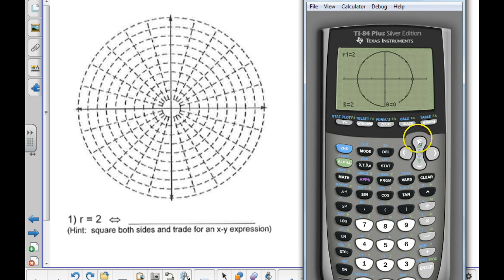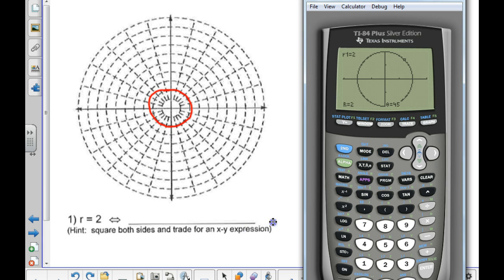And then when you do trace, it's actually tracing around. Here I'm at 15 degrees around, the radius is 2. If I trace to 45 degrees around, radius 2. So the radius is 2, so it should look like this on your picture.